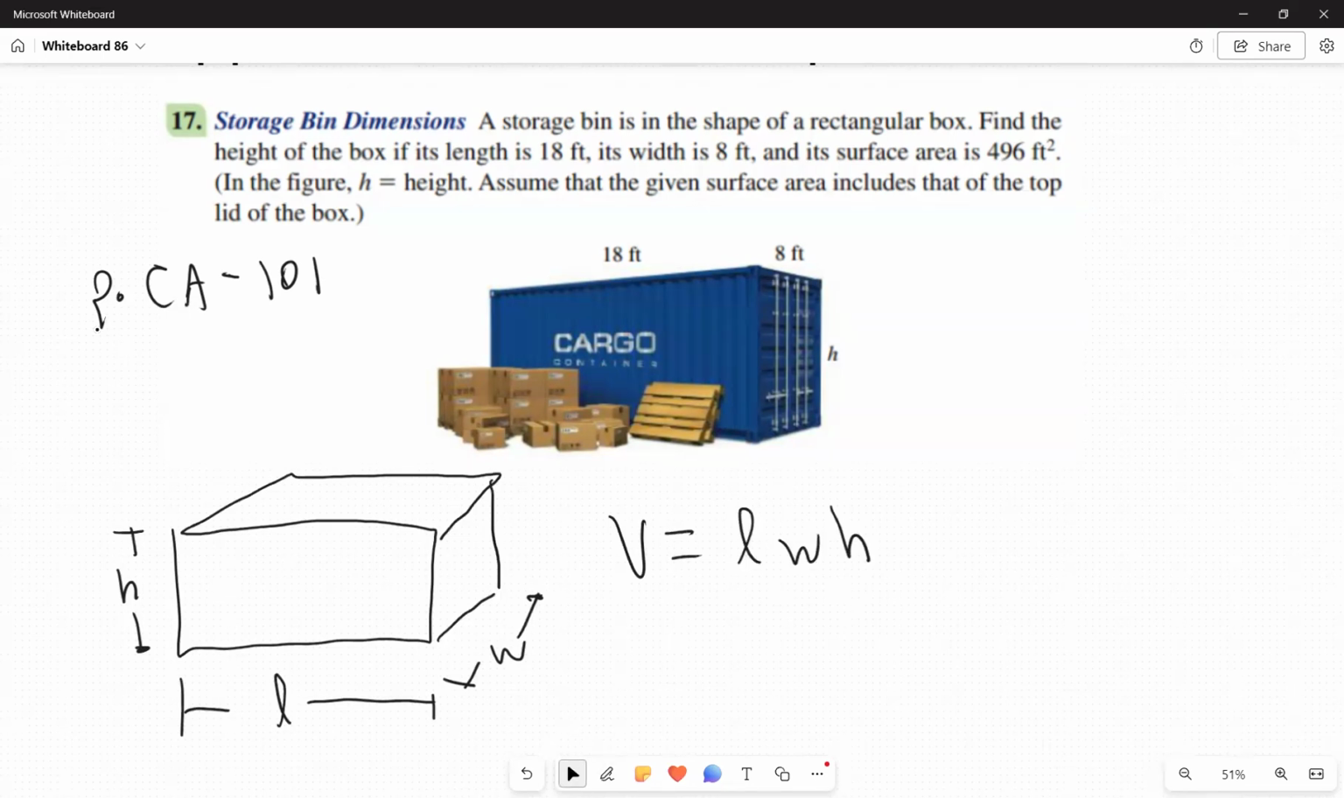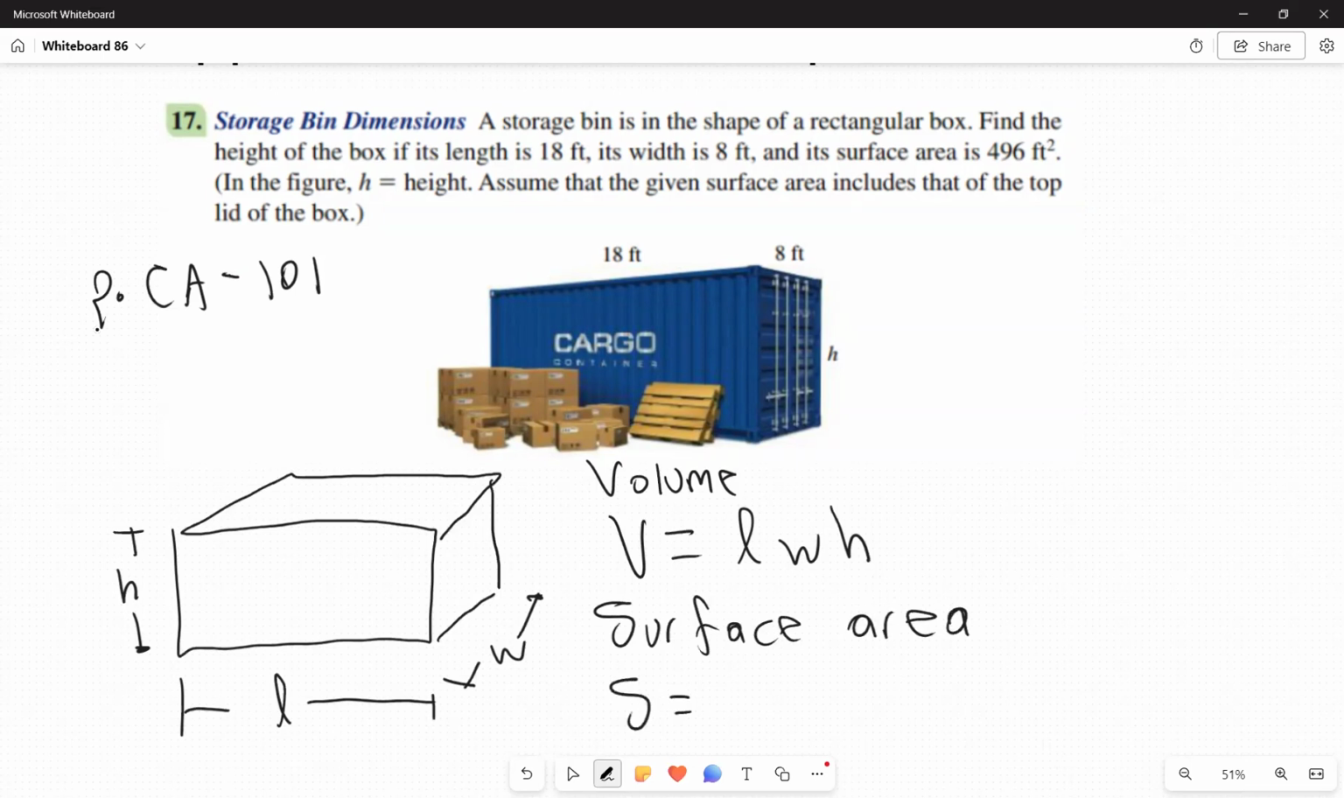So the problem states that the storage bin is in the shape of a rectangular box. Find the height of the box if its length is 18 feet, its width is 8 feet, and the surface area is 496 square feet. So actually, well, this is the volume, and we are using the surface area.